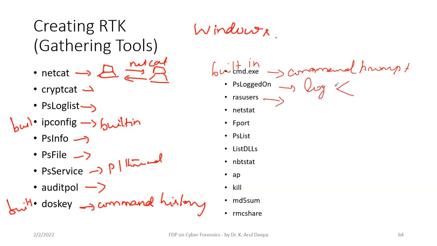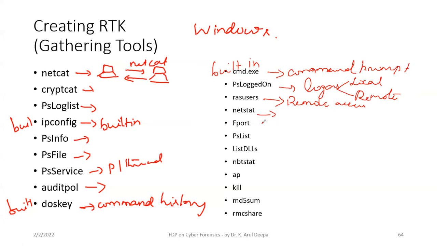Both local logons as well as remote logons. Whereas the RAS users command shows which users have remote access privilege to the target system. The users who have the remote access facility will be listed by RAS users.